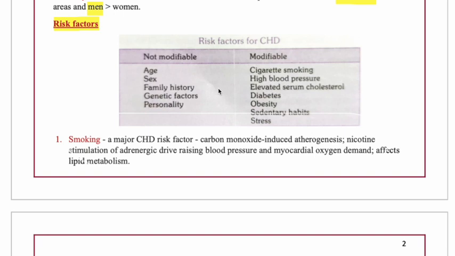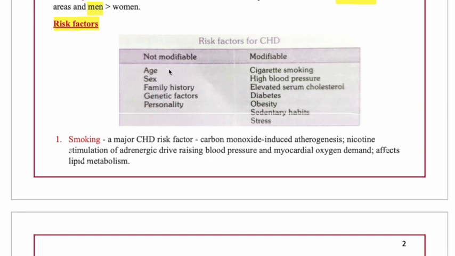So the importance of risk factors is that the greater the number of risk factors present, the more likely the person will develop CHD. The principal non-modifiable risk factors include age, sex, family history, genetic factors, and personality. Whereas the modifiable risk factors include cigarette smoking, high blood pressure, elevated serum cholesterol, diabetes, obesity, sedentary habits, and stress.